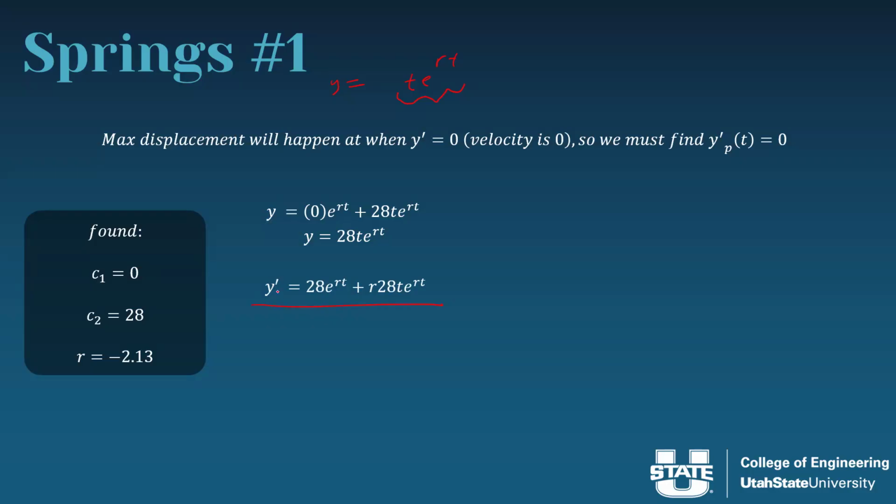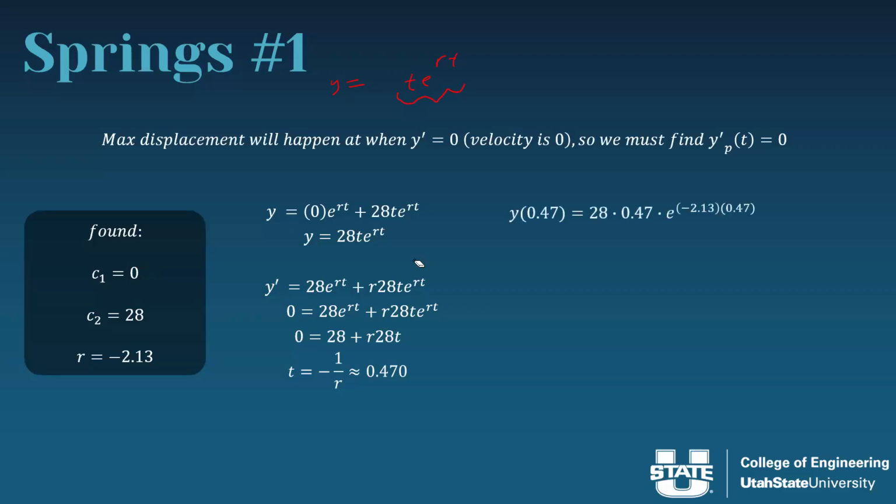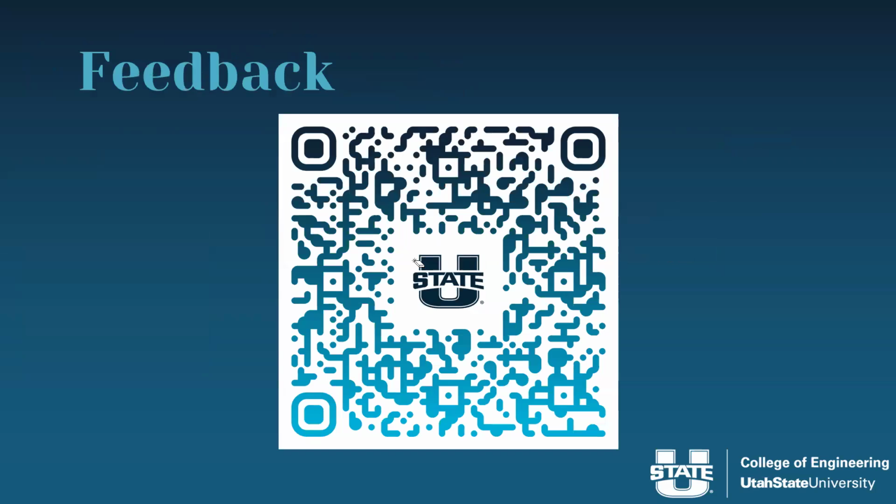So here is this. Now we set it equal to 0, and then we will solve for t. Yes. So we can divide out the e to the rt. Let me get rid of that to show that. And we're going to find that rt is going to be equal to 0.470. And we can just plug that back into our original equation. And we'll find that there is our maximum displacement. Bam. Just like that. We have accomplished so much as a team, haven't we? And there we go. There's our feedback.